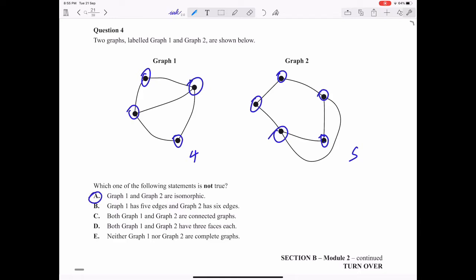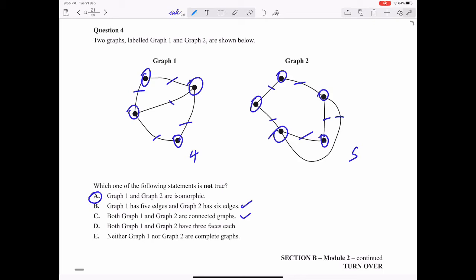Graph 1 has 5 edges: 1, 2, 3, 4, 5. So that's correct. And graph 2 has 6 edges: 1, 2, 3, 4, 5, 6. Therefore, that statement is correct. It is true. Both graph 1 and graph 2 are connected graphs. Connected graphs just mean that each vertex can be reached via other edges. As we can see, all of the vertices can be reached. You can get from one vertex to any other vertex by going through other vertices, and it's the same with graph 2. So therefore, that's a true statement.